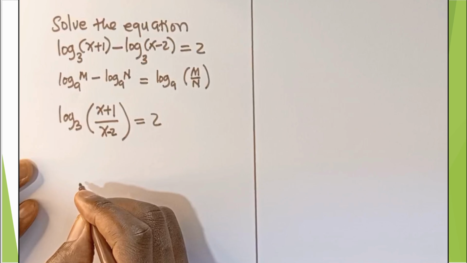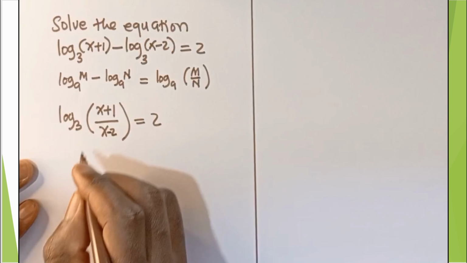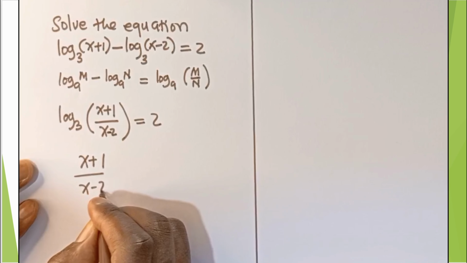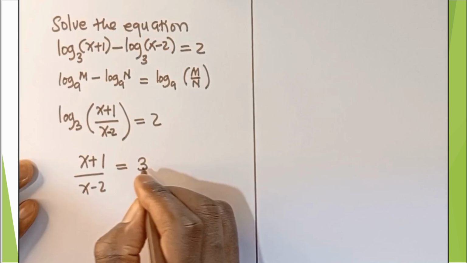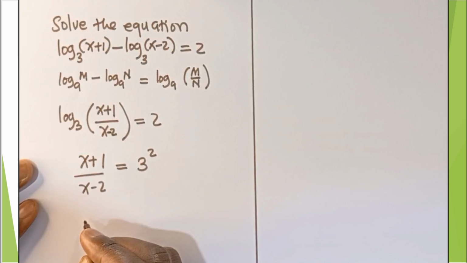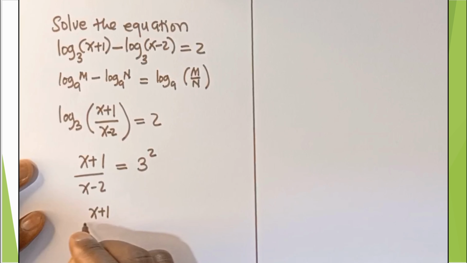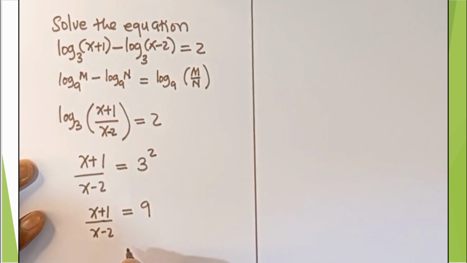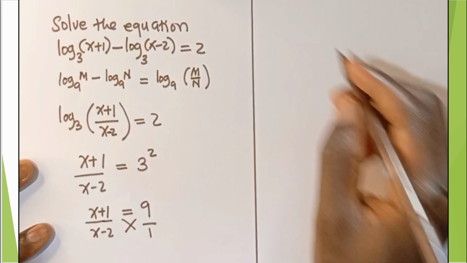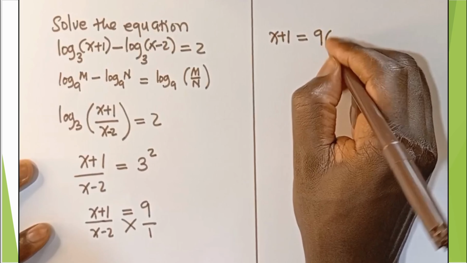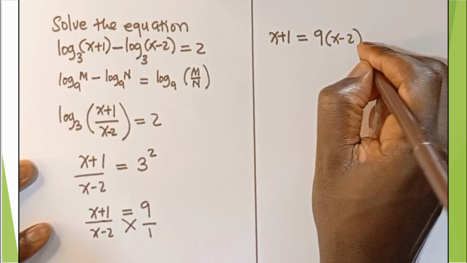So we can go ahead and write it in index form. So it becomes x plus 1 out of x minus 2 is equal to 3 to power 2. So after we simplify 3 power 2, we have x plus 1 out of x minus 2 is equal to 9. So after having that, we can cross multiply. So we can have x plus 1 is equal to 9 into x minus 2.